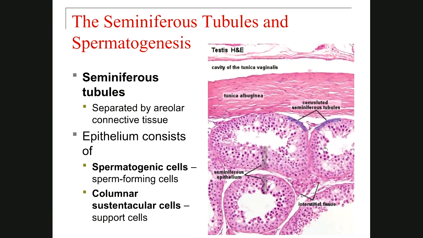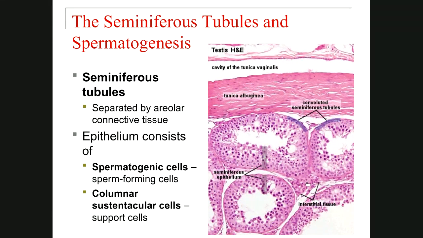Between these tubules, you can see some cells here. These cells are called interstitial cells. In this part, we have many blood vessels, and the blood vessels and interstitial cells together can make interstitial tissue, which I will talk about later for you.